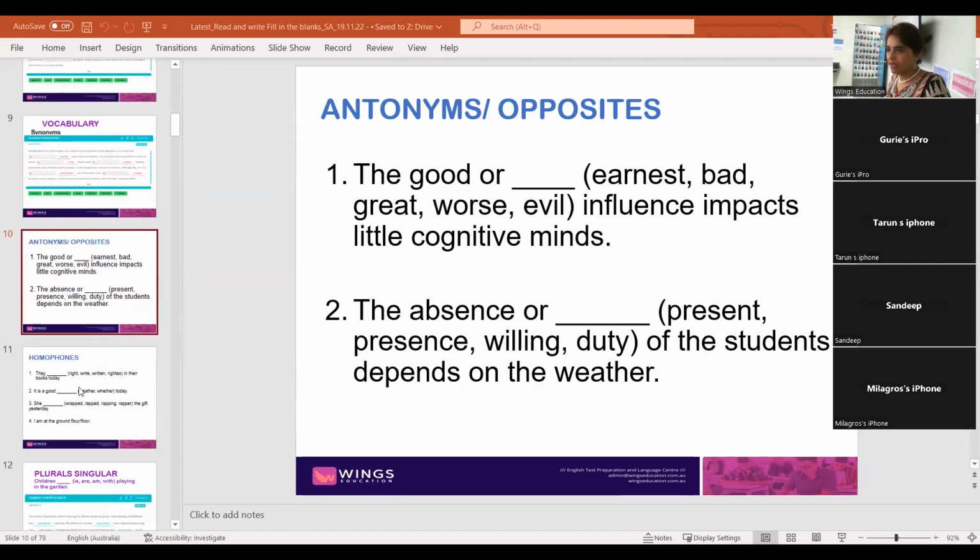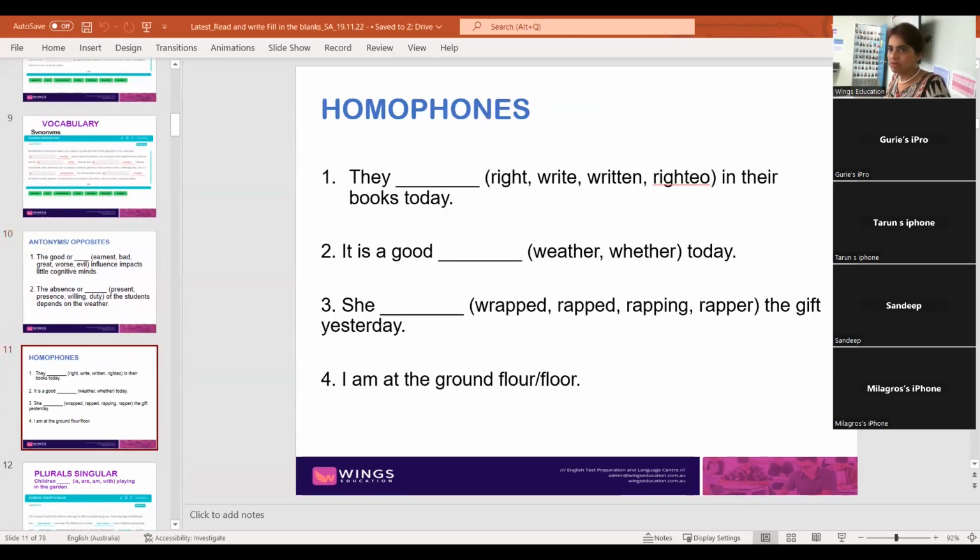Okay. Now, next is homophones, words that sound similar but have different meanings. It is a good what? Write down the right answer, everybody. Thank you, Alexandra. Waiting for everybody online to type their answers. Tarun, why aren't you typing your answers in the chat box? Thank you. Waiting for Guri, waiting for Radu, Mila to type. You don't need to talk. You just need to type your answers in the chat box because I've got 10 students sitting online.